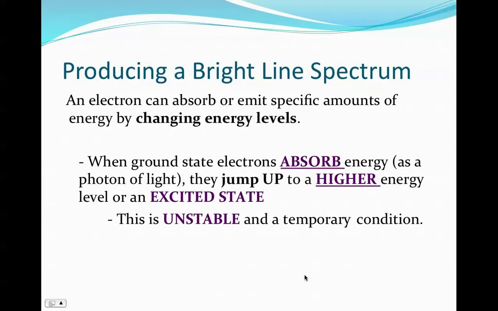So how are these bright line spectrums produced? Well, electrons can absorb or emit specific amounts of energy by changing energy levels. When ground state electrons absorb energy, which is considered a photon of light, they jump up to a higher energy level or to the excited state. Now this is unstable and it's a temporary condition.